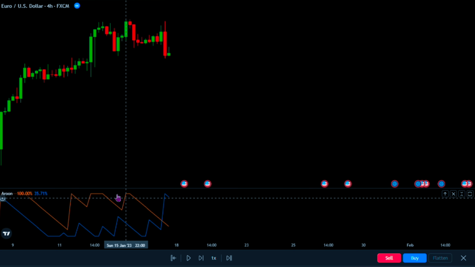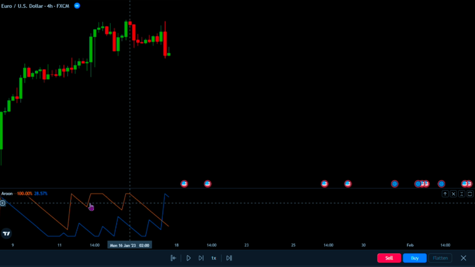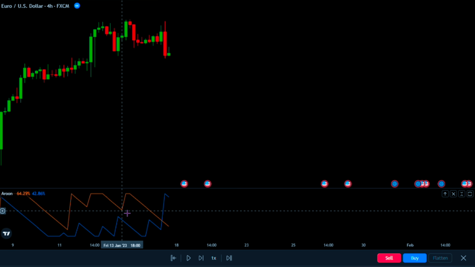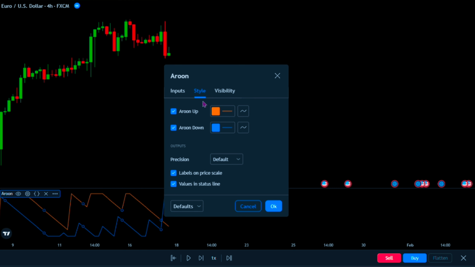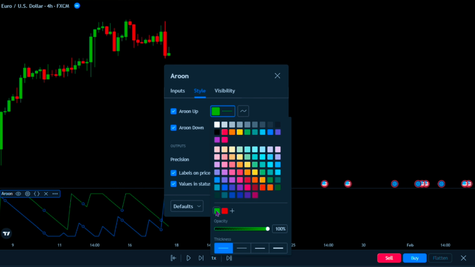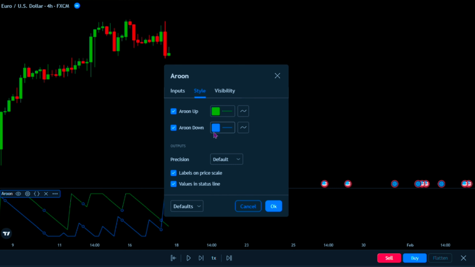Let's adjust the settings for this indicator to enable us to understand how we would be making use of the indicator. Bring up the indicator settings panel. On the style, I want you to change the Aroon up to green, then for the Aroon down, change it to red. And that's all for this setting. To complete the modification for this indicator, we would be adding a band line to the indicator. Add a straight line to the indicator, then bring up its settings and change the price to 50. And our indicator is set and ready for use.